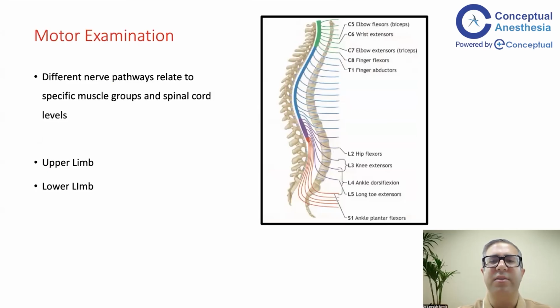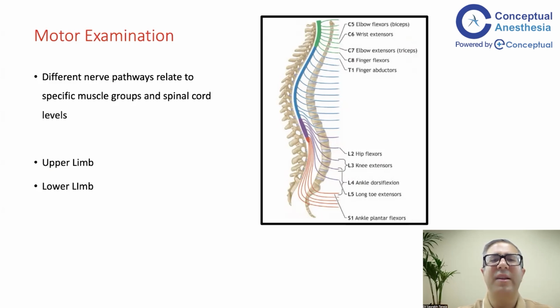Then we talk about motor examination. Different nerve pathways relate to specific muscle groups. So when we talk about the muscle, we talk about the muscle groups. It is different in the upper limbs and the lower limbs. If you can see the image on the right side, I'll be telling in a bit of detail later on. C5 is the elbow flexor, the biceps. C6 is the wrist extensors. C7 is the elbow extensors, the triceps. C8 is the finger flexors. T1 is the finger abductors. So try and remember from C5 to T1. And then we move to L2 to L5 and S1. L2 is hip flexors. L3 is knee extensors. L4 is ankle dorsiflexion. L5 is long toe extensors, and S1 is ankle plantar flexors.